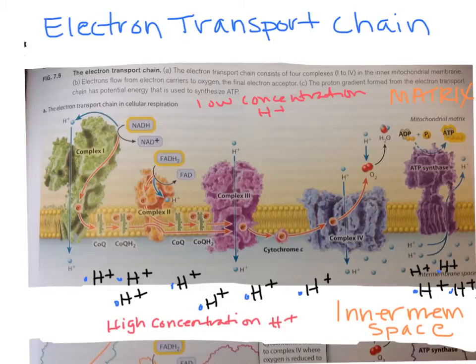In this picture right here, the figure I'm using is opposite of what it looks like in our book. So the matrix is on this side, okay, and this is the inner membrane space. In the matrix is where we get the products from the Krebs cycle.